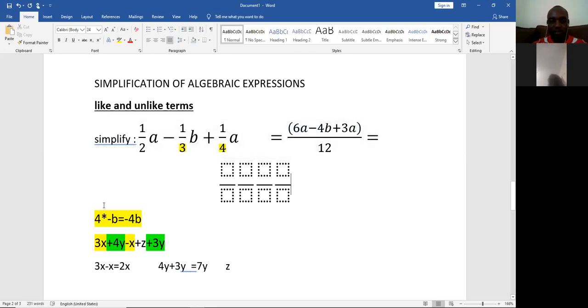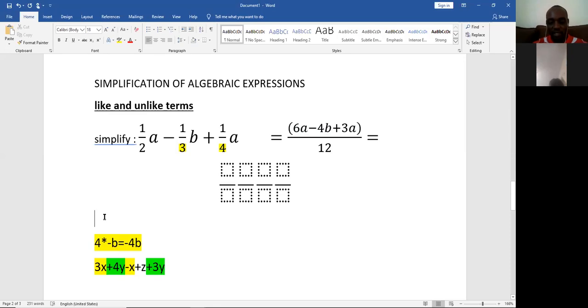So you take the like terms, and the like terms here in this case are what? 6a plus 3a. And the answer is very simple. That one is 9a over 12. So the answer that is here is going to be 9 over 12.